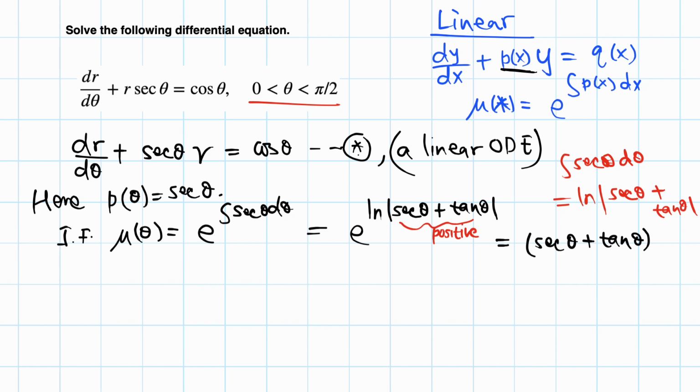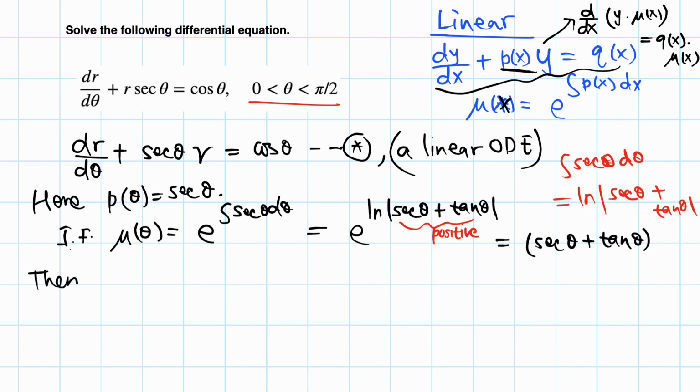Now we multiply this star, the standard form of the linear equation, by this integrating factor. We know that when we multiply the whole thing by the integrating factor, the left hand side will automatically be the derivative of the dependent variable times the integrating factor. And on the right hand side you multiply q of x, that's in the question, by the integrating factor mu of x. Then we integrate both sides with respect to x. So we do the same thing.